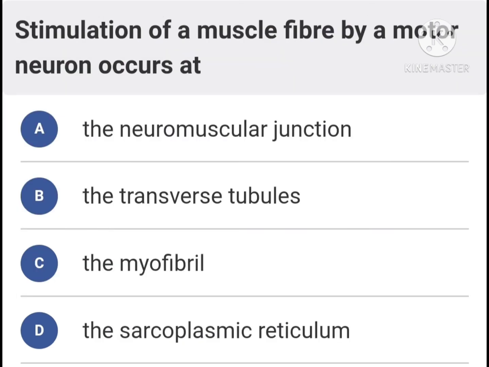Okay, next question. Stimulation of muscle fiber by a motor neuron occurs at option A, the neuromuscular junction, option B, the transverse tubules, option C, the myofibril, option D, the sarcoplasmic reticulum. I have made it very clear in the last video, guys, so make sure you watch it again. For now, the right option is A, that is neuromuscular junction.